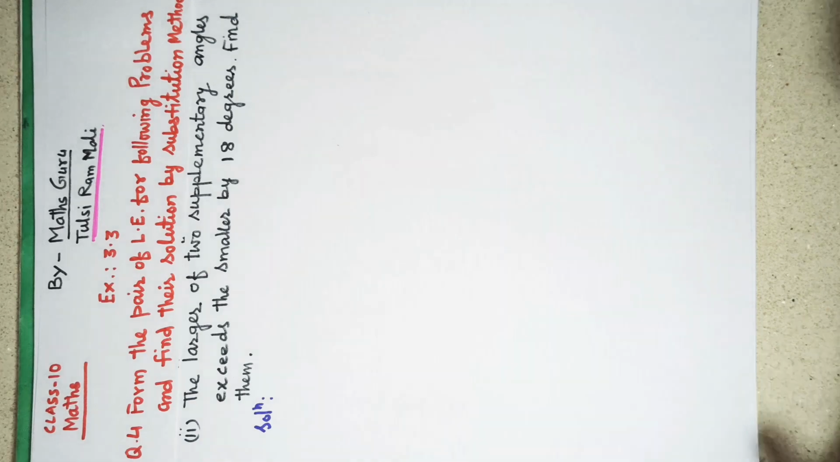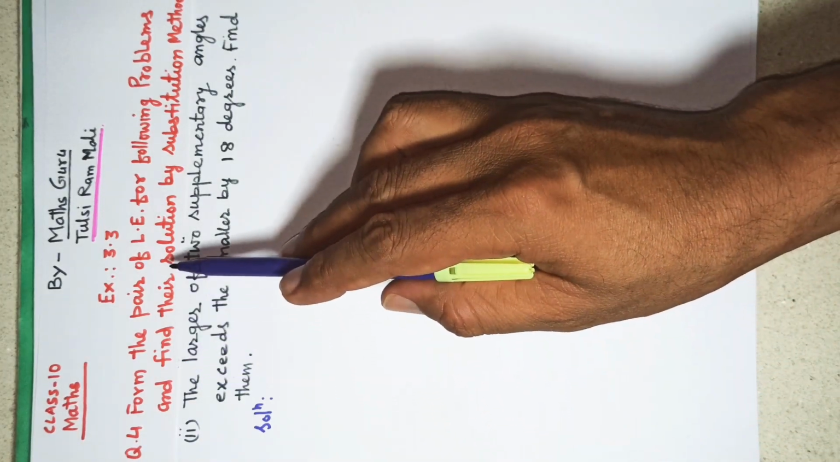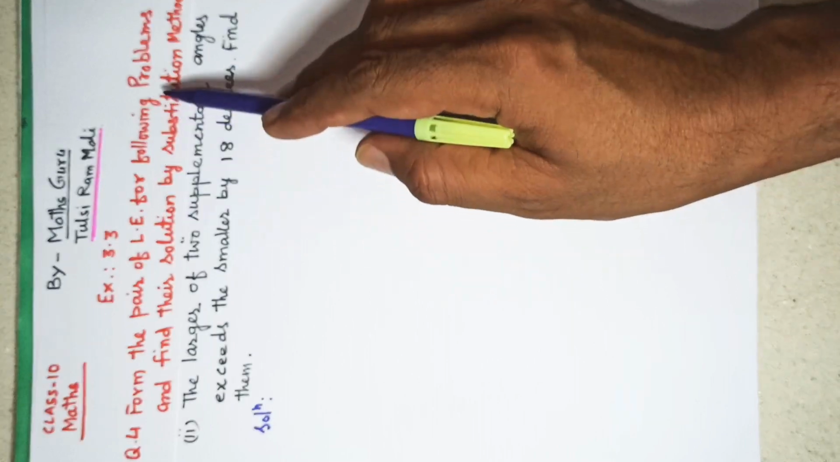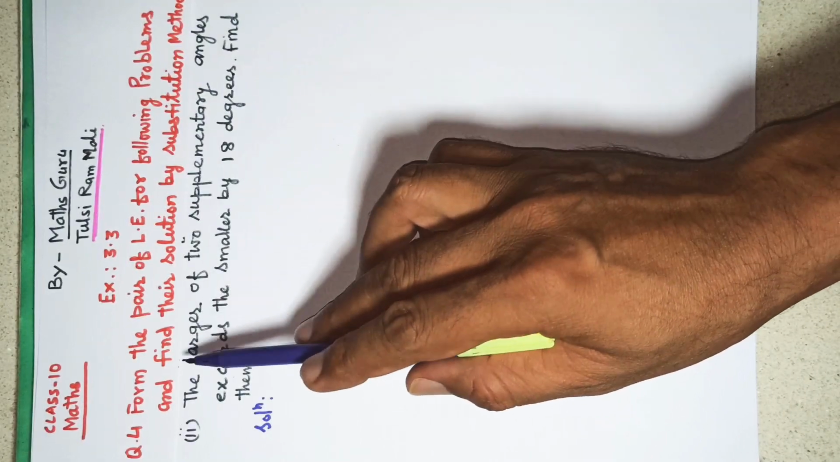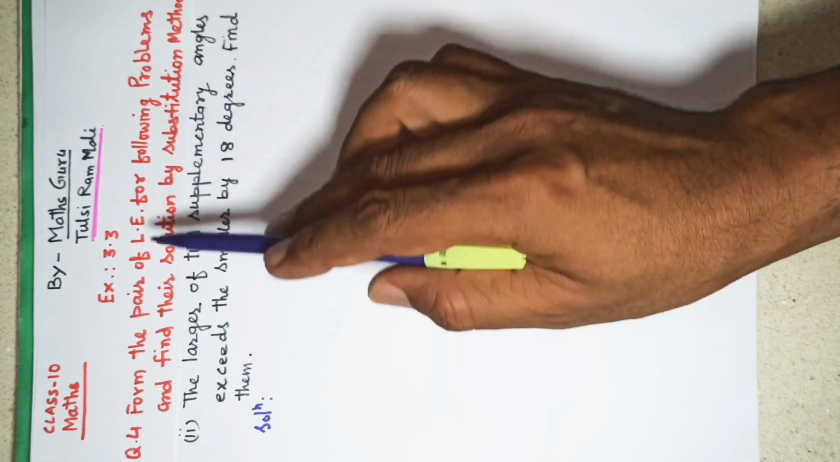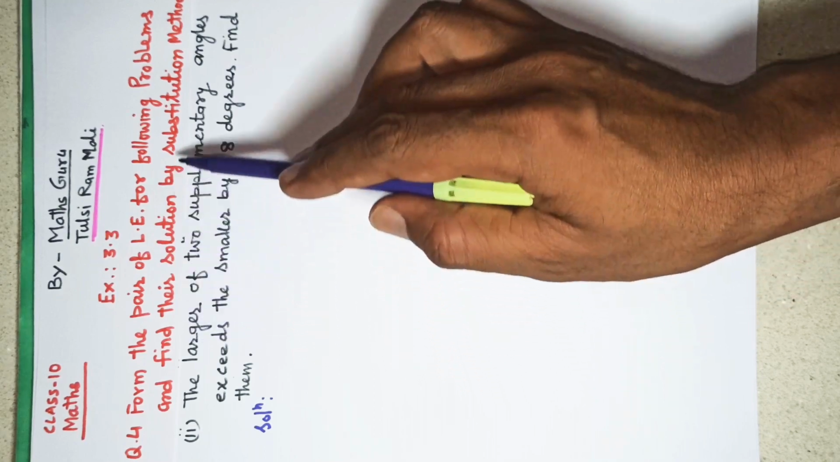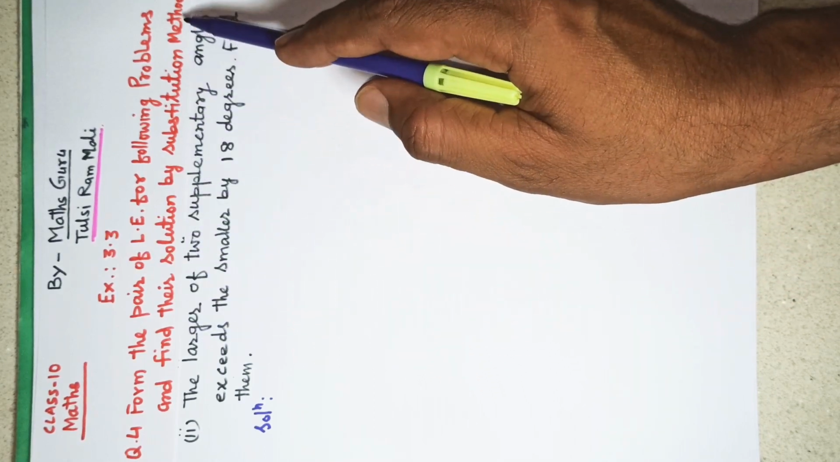Exercise 3.3, question number 4, part second we are taking here. Form the pair of linear equations for the following problem and find their solution by substitution method. First you find the pair of linear equations, then you have to solve by using substitution method.